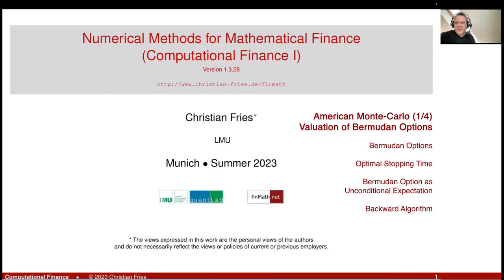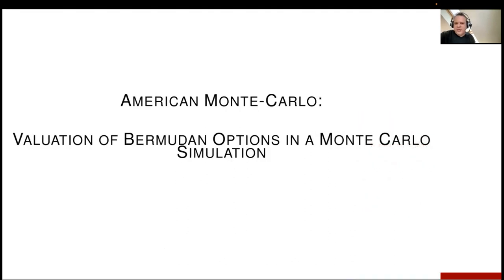Welcome to Numerical Methods. So today I'd like to start a new chapter, a new session. And actually, this is also one of my favorites. I don't do it so often. We will discuss the evaluation of Bermudan options in the Monte Carlo simulation. And we will learn the technique of American Monte Carlo. I will explain later why it is called American.